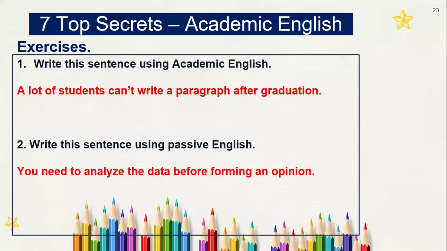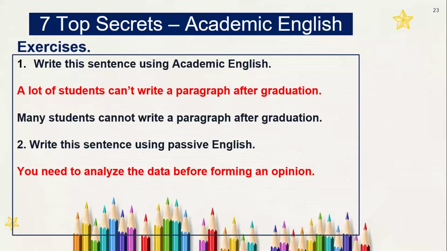Can you help us out with the sentence here? Sure. Let me try. Many students cannot write a paragraph after graduation. All right. Let's see here what we have. Many students cannot write a paragraph after graduation. So what did you do here? Okay, so the substitution, take a lot of out, put in many, take out the contraction and put in cannot, and then you have the rest of your sentence.